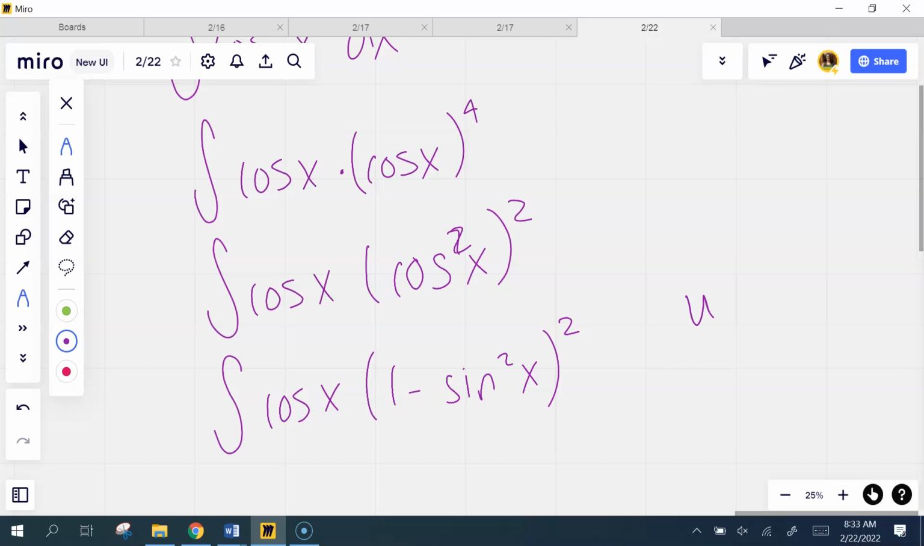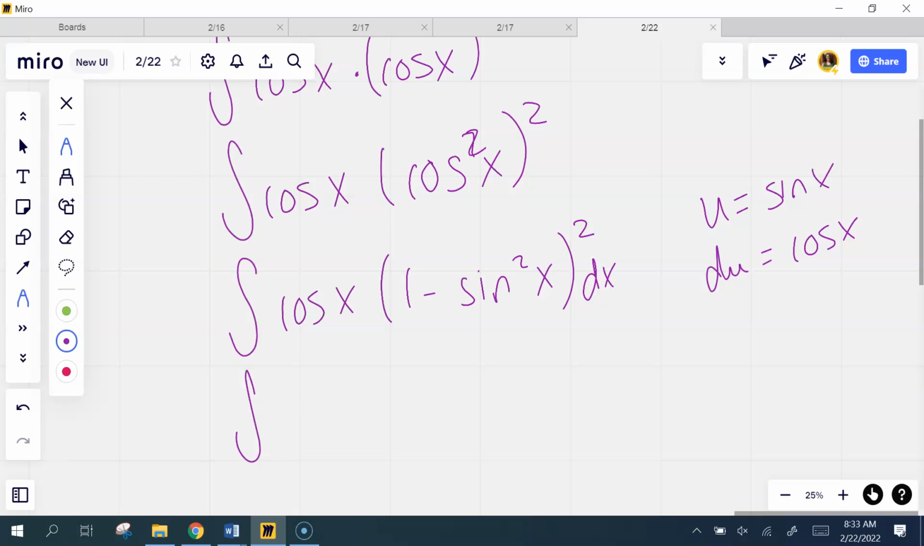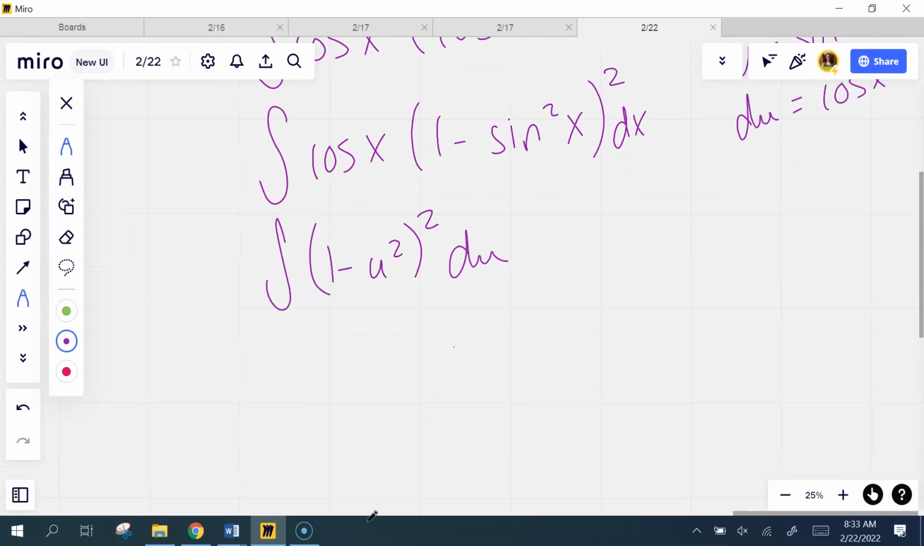Now, if you let u be sine x, what is du? Cosine x. So what I have is the integral of 1 minus u squared, right? You agree with that? You FOIL this out. 1 minus 2u squared plus u to the fourth du. You can break this up just like y'all did on that number 3.